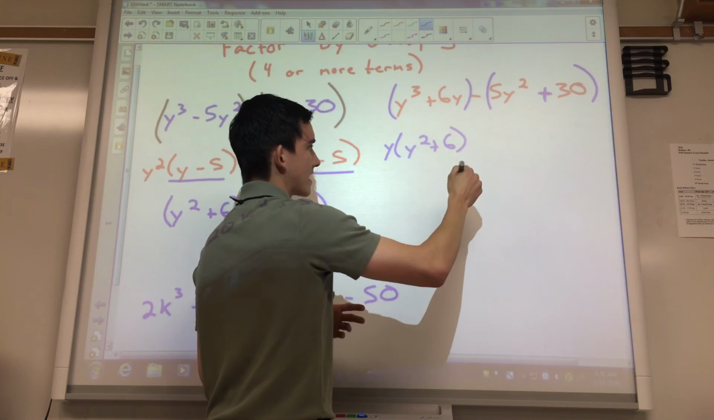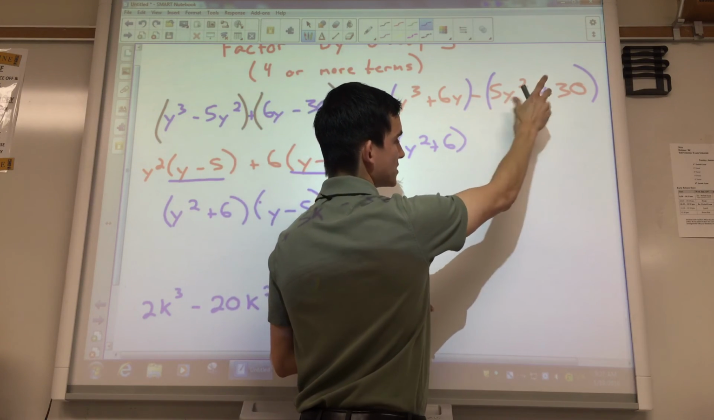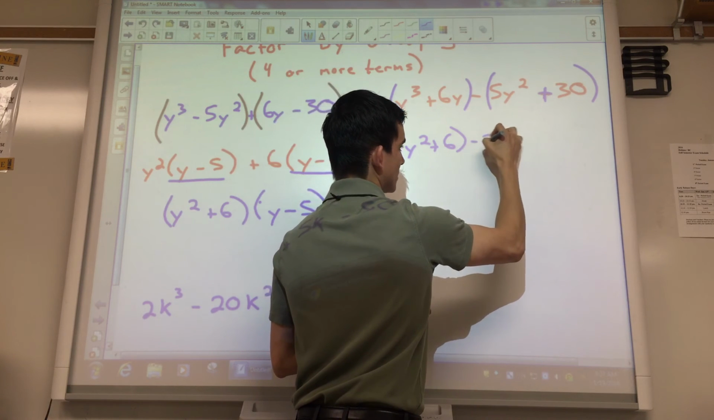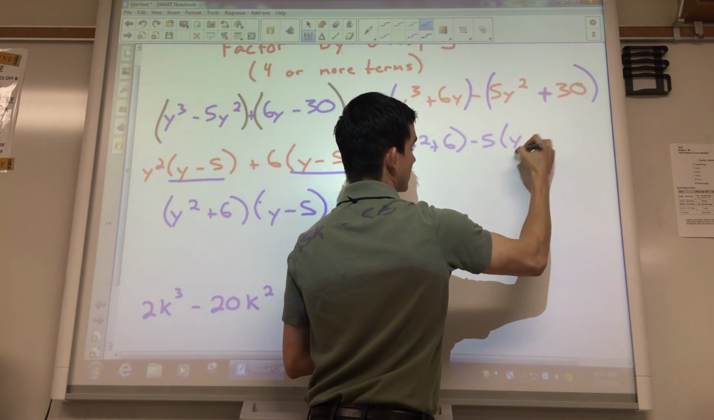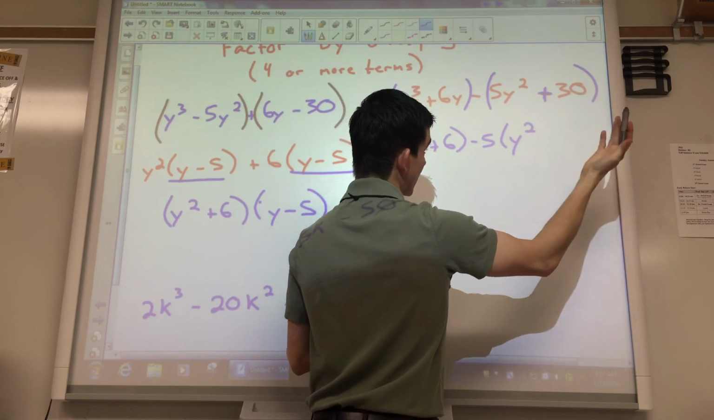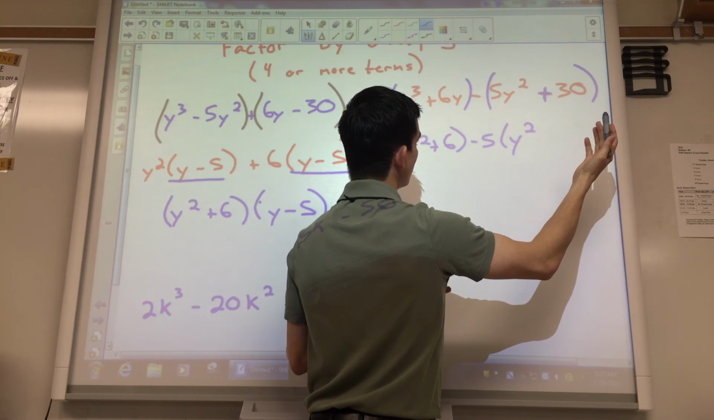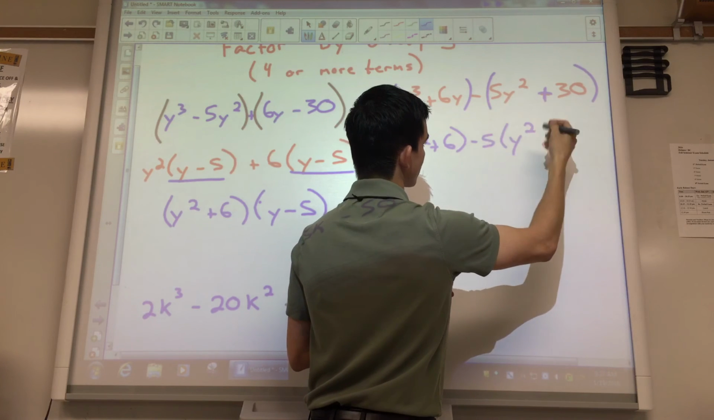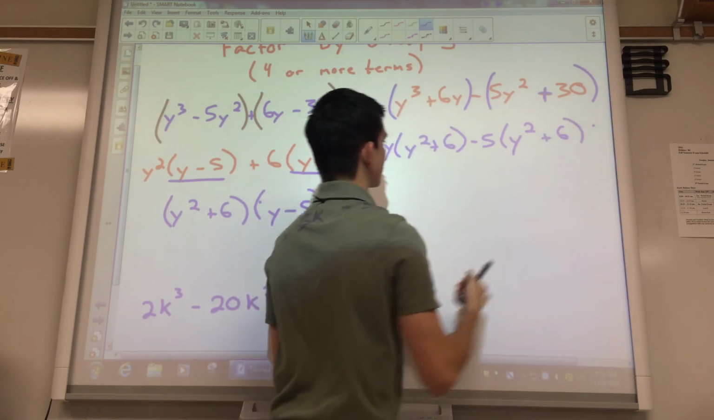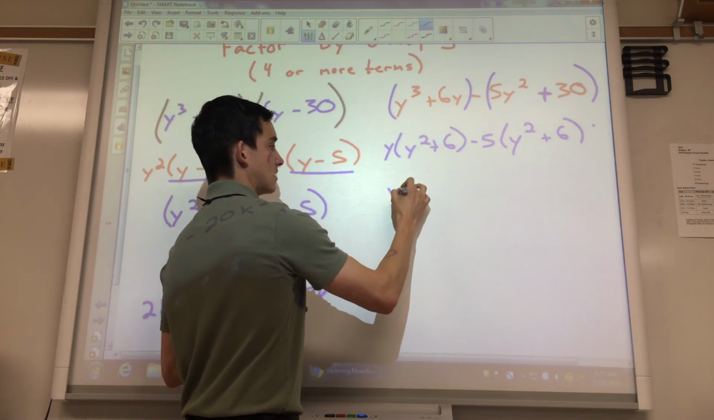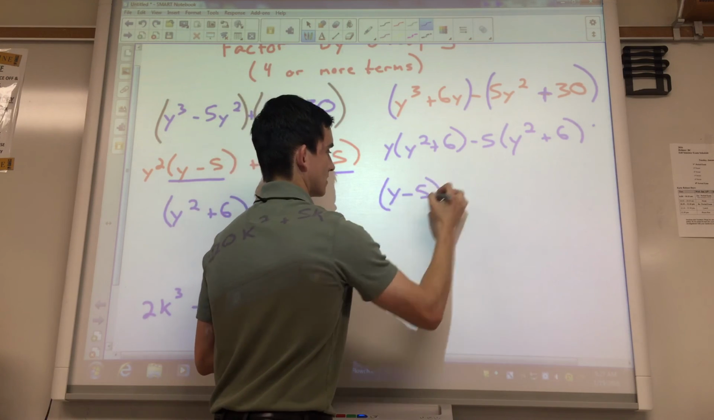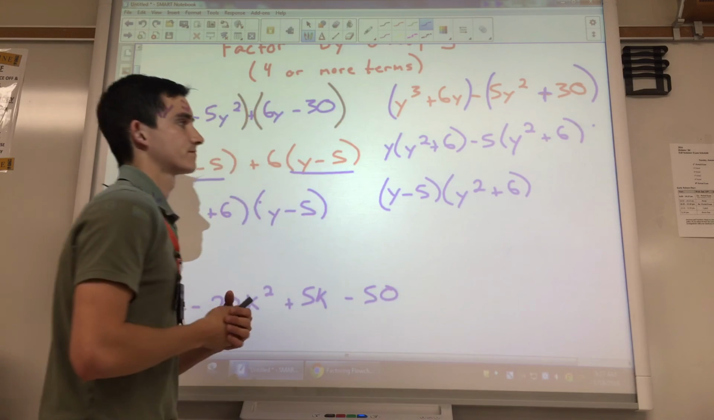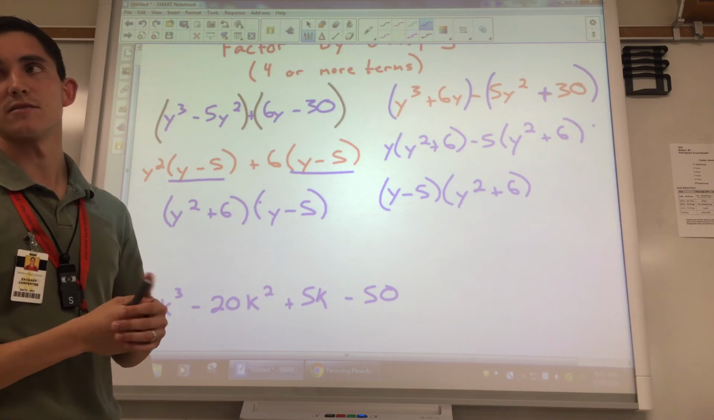You don't have to write this down at all. On this one, what would be a GCF that I could pull out? 5. So I'd have a minus. I pull out a 5. I'm left with y squared. Well, that actually worked out. Pull out a 5, yeah. That actually worked out. So we actually would be able to do y minus 5 times y squared plus 6 if we rearranged it, okay?